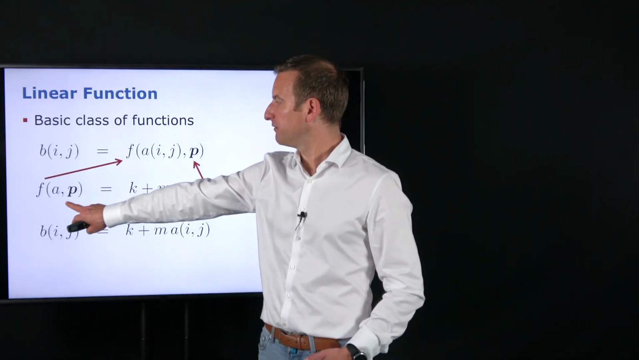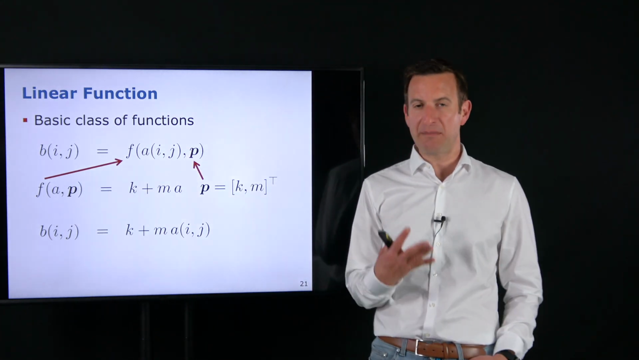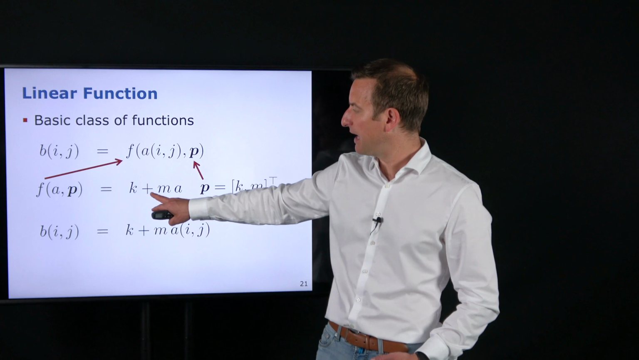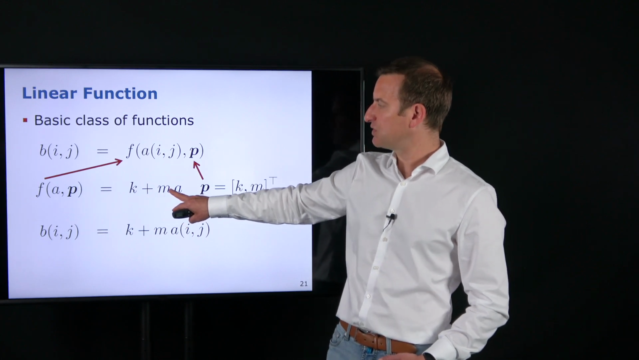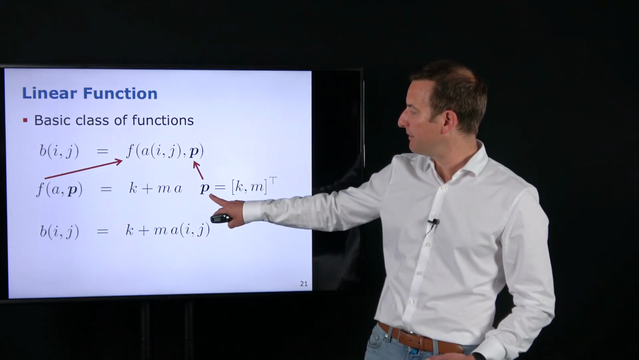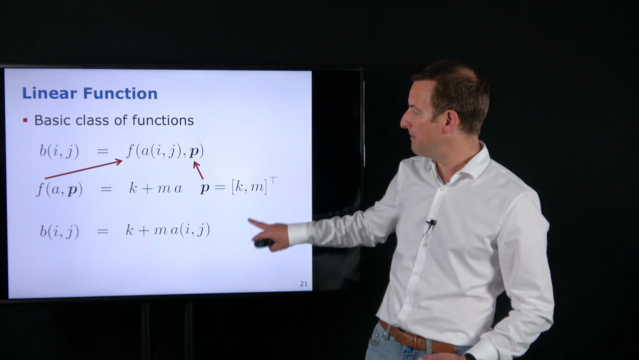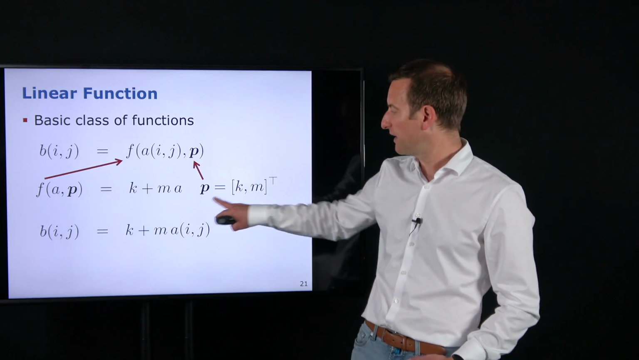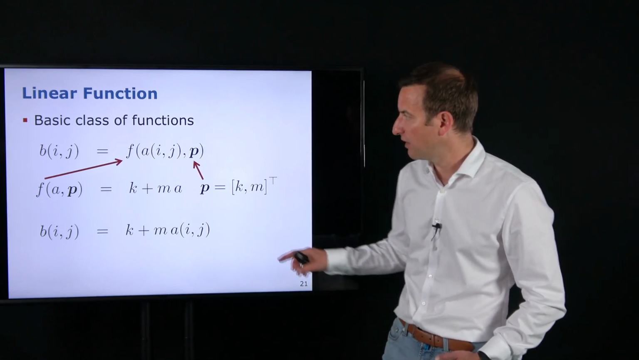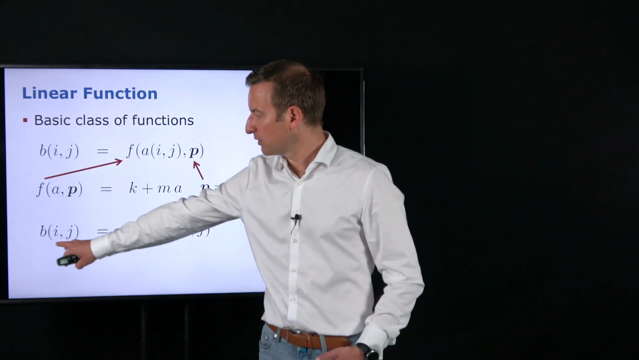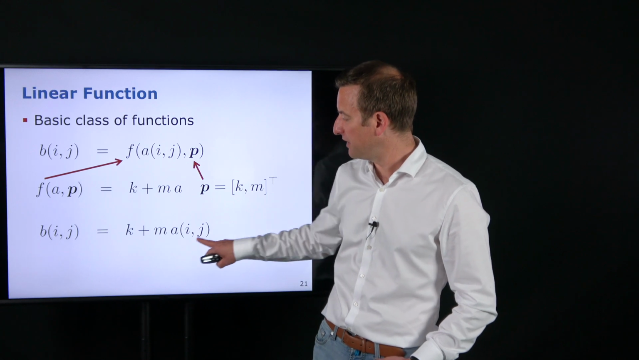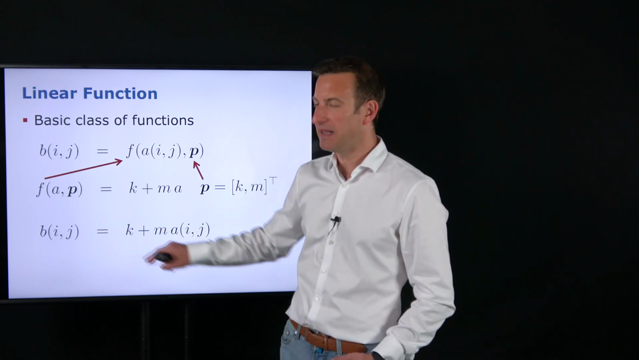f of a and p, where a is the intensity value and p a parameter, could, for example, be expressed with a function that takes a constant value k plus a second constant m, which is multiplied with the intensity value. And this p would be then the parameter vector consisting of k and m. So this is basically a constant offset to this function, and this is a scale factor with which I multiply my intensity image. So that my resulting operator would look like the output image bij is aij, so the intensity value of the input image, multiplied with m plus k.